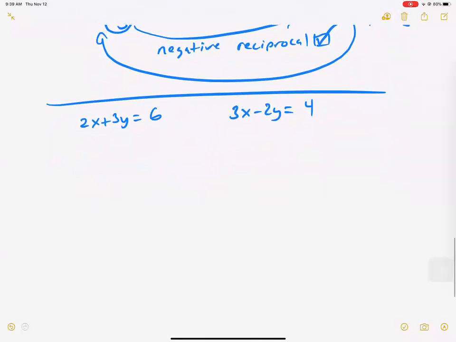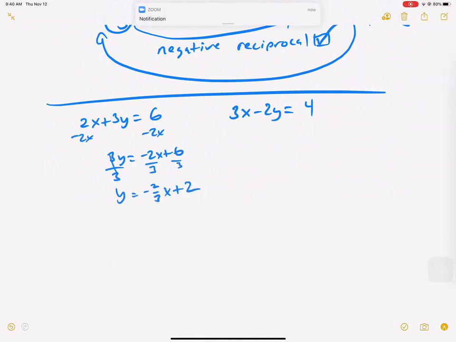Okay, let's see if these 2 lines here are perpendicular to each other. Let's go ahead and solve them. Minus 2x, minus 2x, 3y equals negative 2x plus 6. And then divide both sides by 3. Y is equal to negative 2 over 3x plus 2.